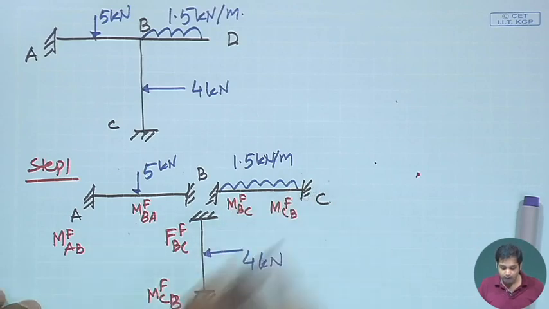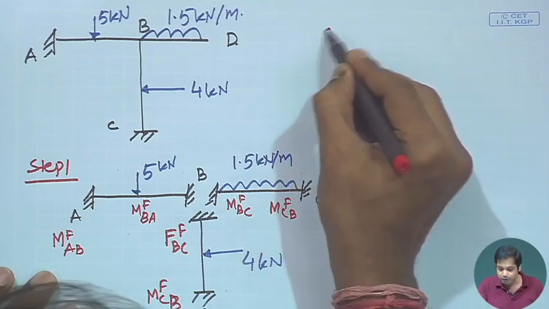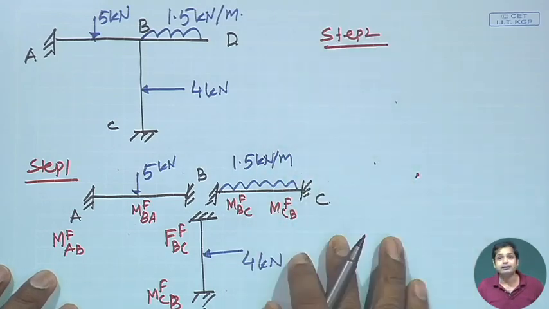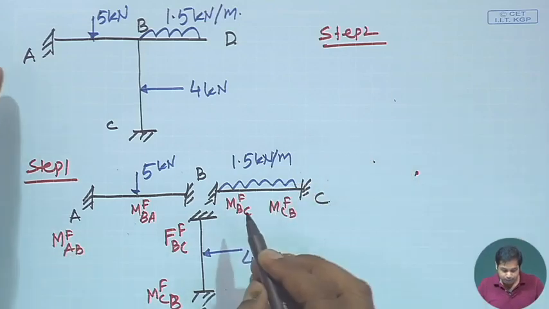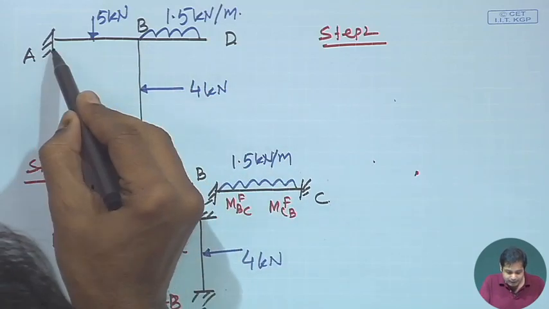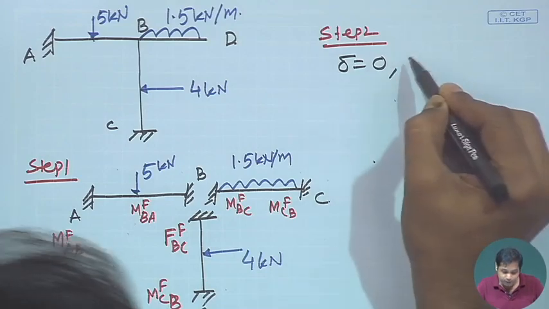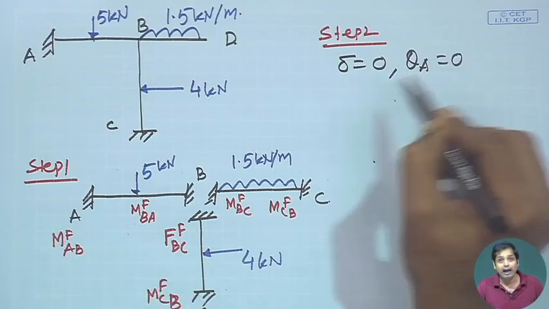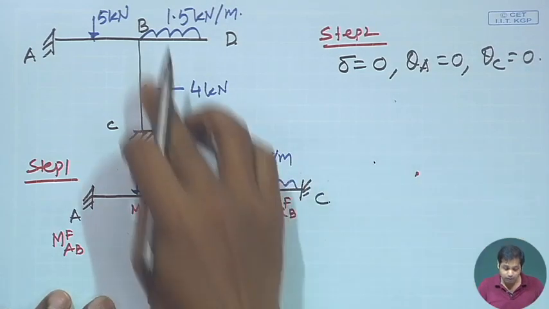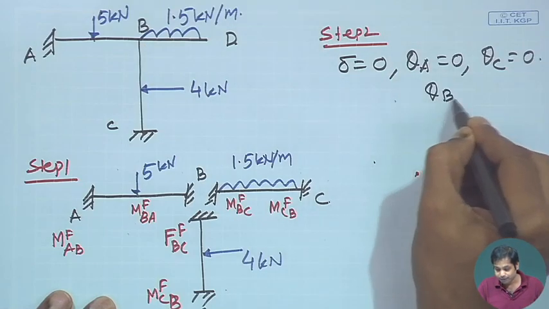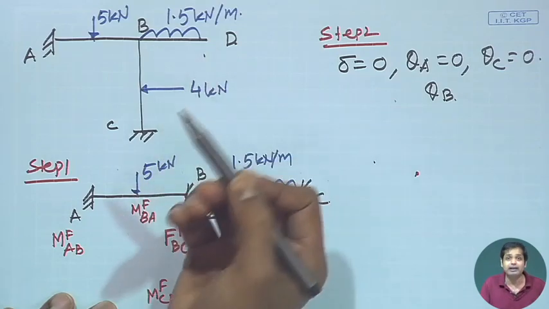Okay. Once we have these fixed end moments, then step 2. What was step 2? Step 2 was writing the slope deflection equation. Now, what information do we have? You see here, delta is equal to 0 anyway, there is no sway in this. Another piece of information we have is that theta A is equal to 0 and theta C is equal to 0. Okay. So, the only unknown we have here is theta B. Now, you can say that the displacement delta is also unknown.